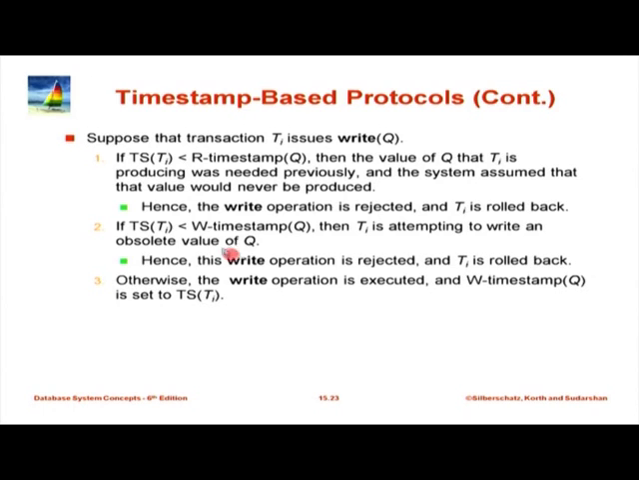In this slide, if you see step number 2, this was the timestamp protocol when you issue a write operation. What happens here is, if the timestamp of the transaction which is trying to do the write is less than the write timestamp of Q, then TI is attempting to write an obsolete value and it is rejected, and TI is rolled back. So this particular step would violate the conflict order. Now, there is an optimization of this particular step which says that yes, it is trying to do an obsolete write.